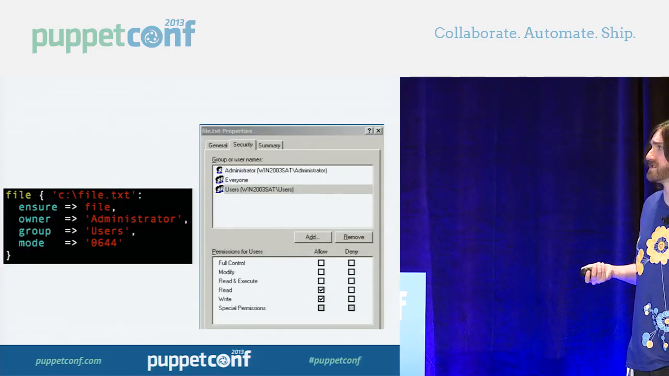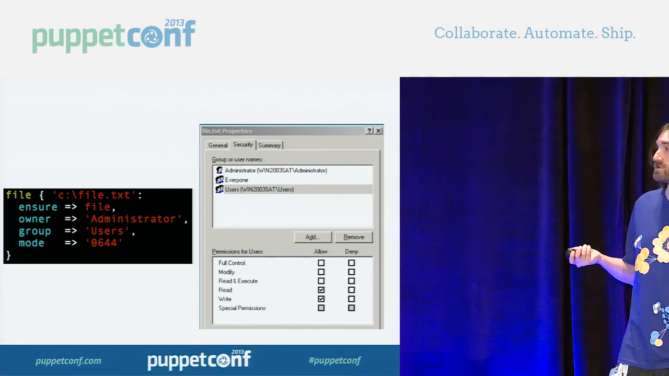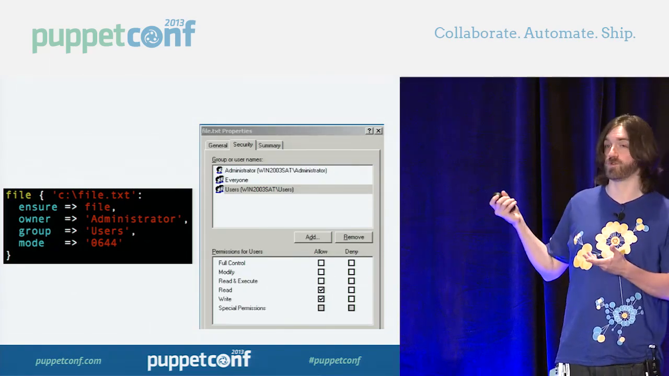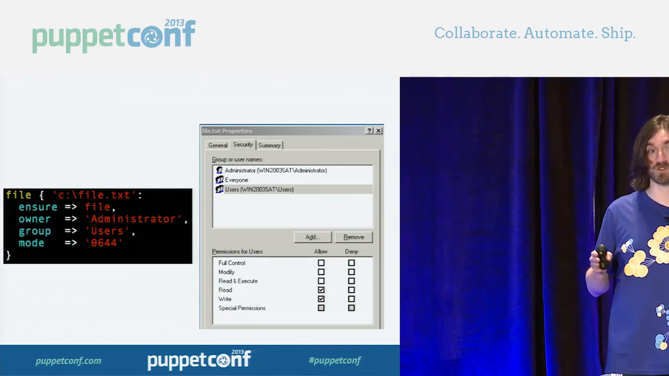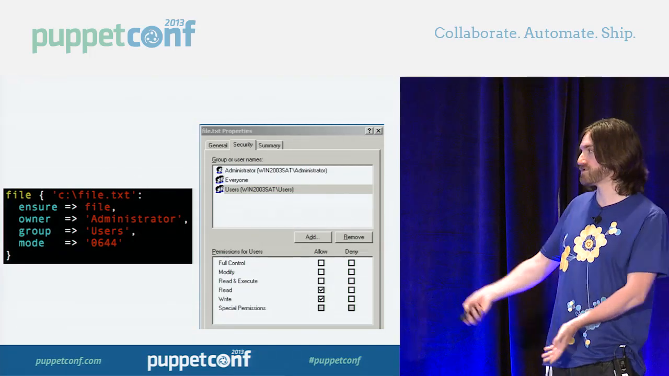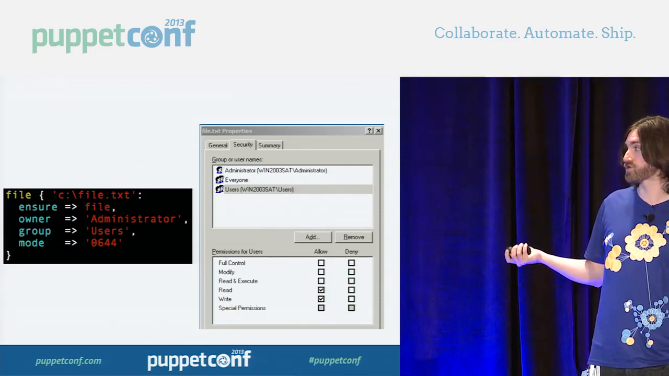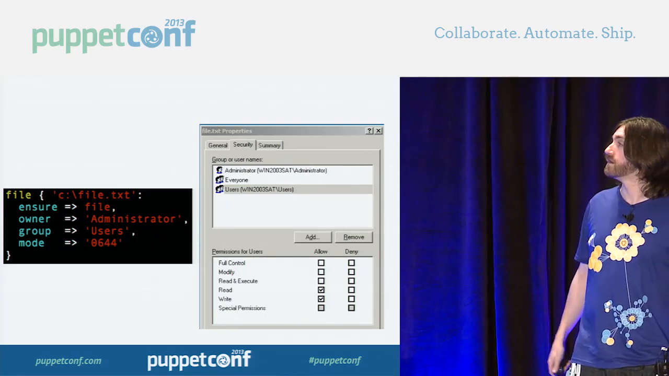This piece of code here sets the owner, administrator, and the group users on a given file with mode 644, which to you Windows people, that means that the owner can read and write, and then everybody else can read. And here's what that's basically going to look like. We have the users group is able to read and write. Okay?